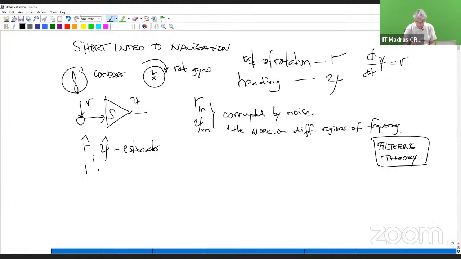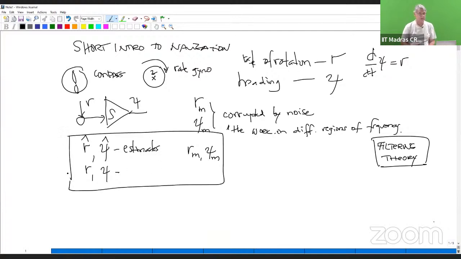So remember, R and psi is the real deal. That's whatever the vehicle is doing, but you don't have access to this because you don't know what the reality is with infinite accuracy. And then you have the measurements R_m and psi_m. These are very basic and simple concepts. You would like to get very good estimates of these variables by processing the data that you acquire through your measurements. So how do you go about computing better estimates of R and psi?